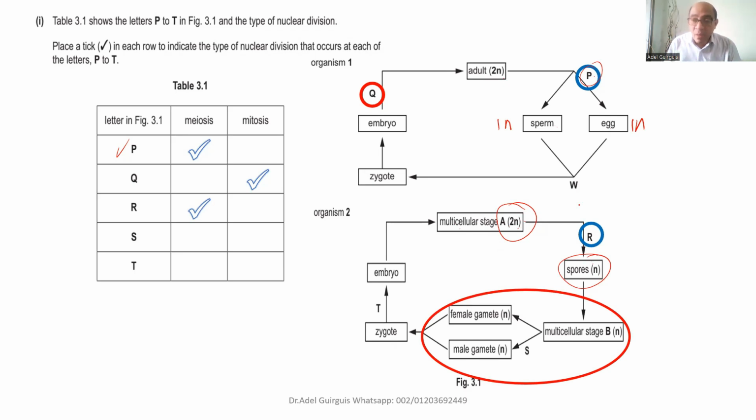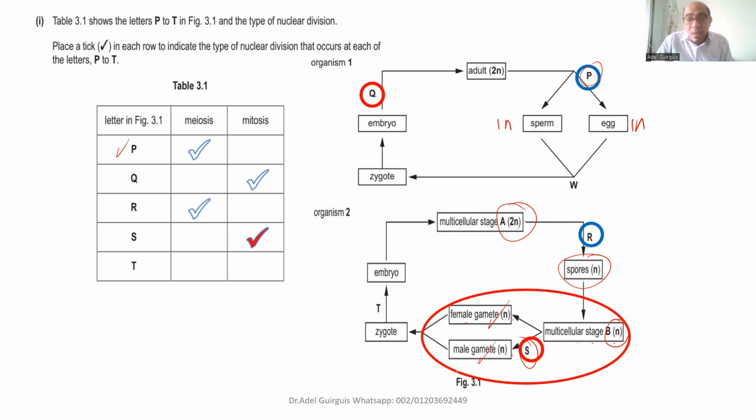A new idea for you. Okay, you know that gametes are formed by meiosis. Here is an exception. Look, please. Multicellular stage B, N, forms gametes, N. So N keeps its number of chromosomes. Since they keep their number of chromosomes, this process forms what? It forms female and male gametes. So these gametes in this case are formed by mitosis, not meiosis. This is an exception in this organism.